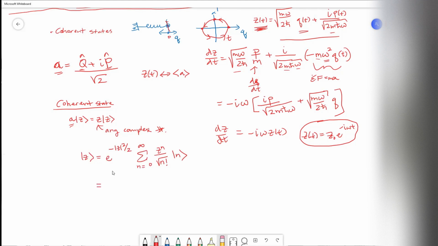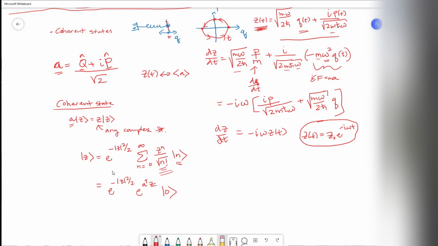And you can write it as this infinite sum, or if you want to interpret this as a Taylor series, then this can also be written as an exponentiated raising operator, right? Because the n states can be generated by applying the raising operator. And so taking care of this factor as well just gives you the following. And any complex z works. So that's kind of interesting.